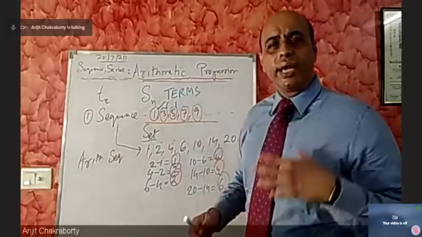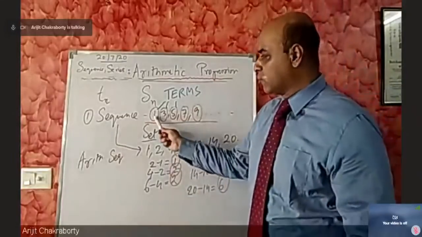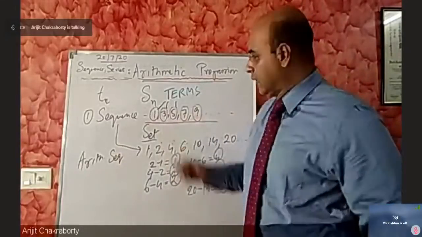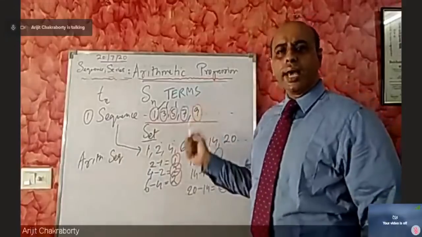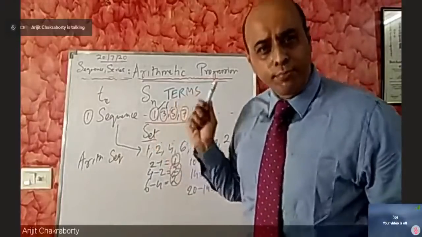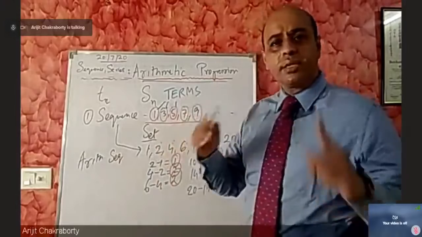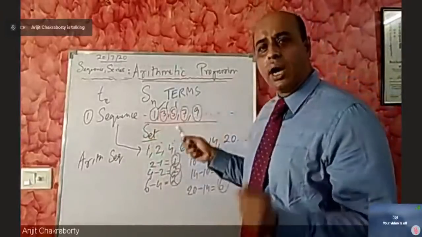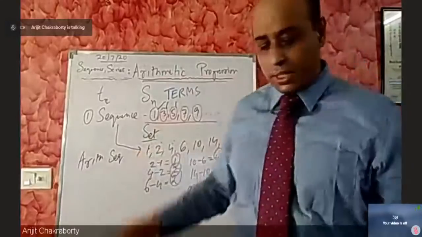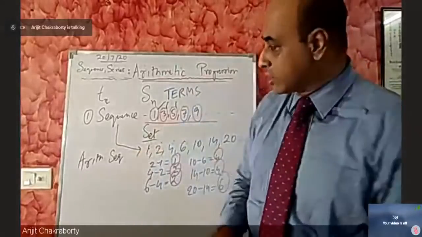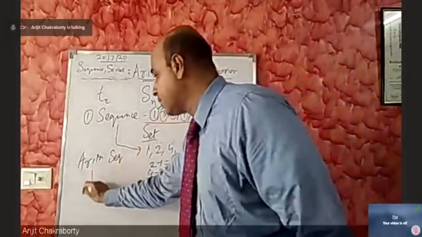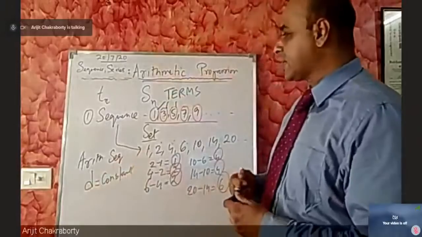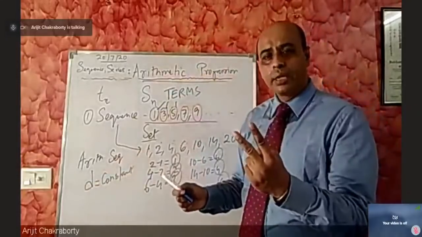Difference between every two digits: 3 and 1, 3 minus 1 is 2. 5 minus 3 is 2. 7 minus 5 is 2. 9 minus 7 is 2. That means the difference between the successive numbers in this sequence is constant. So in case of an arithmetic sequence, we say that the difference D has to be a constant. In this case, the constant is 2.